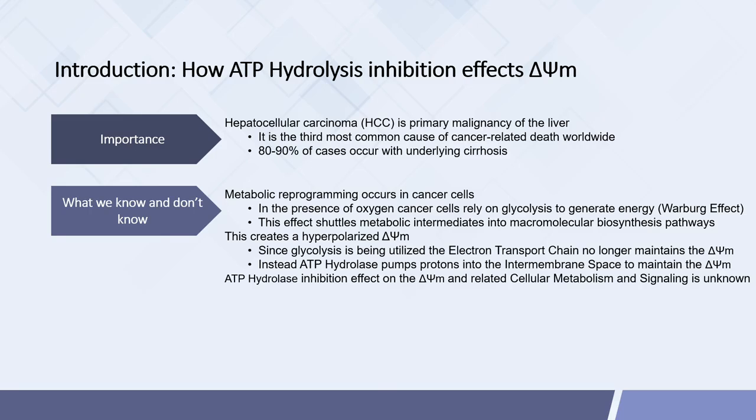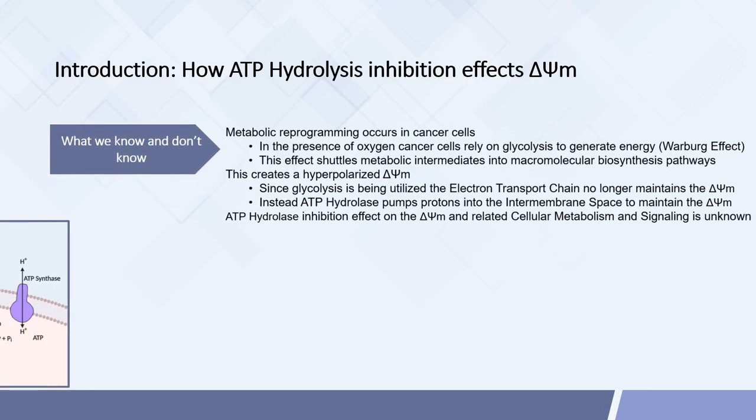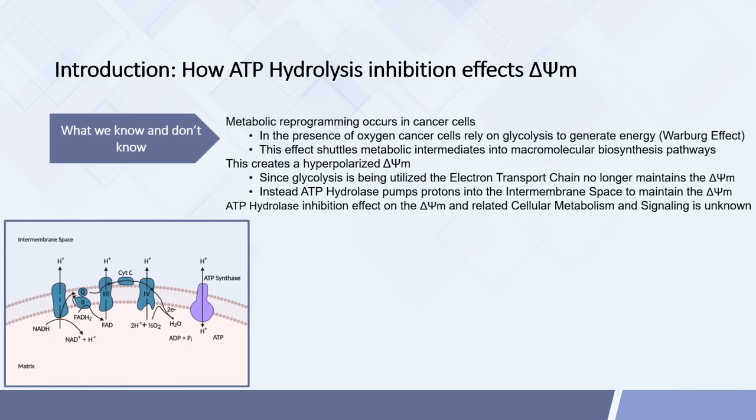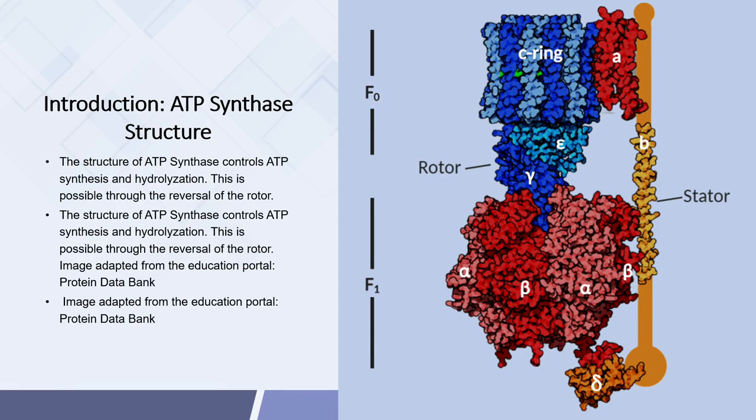Like all cells, cancer cells need to maintain their mitochondrial membrane potential to prevent cell death. Since the electron transport chain is no longer pumping protons into the intermembrane space, cancer cells need to find a different way to maintain this gradient. They are forced to use the reverse action of ATP synthase, ATP hydrolase, to maintain this gradient potential. Since ATP synthase is a dual action rotor, one direction of the enzyme can be selectively inhibited by having a small molecule bind to the rotor in a specific way.